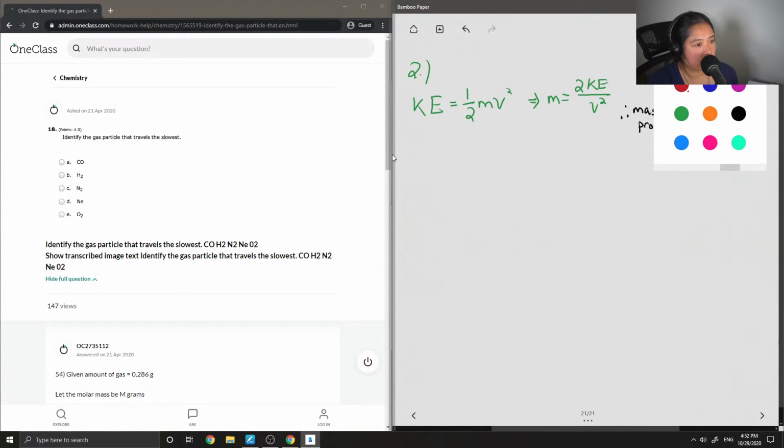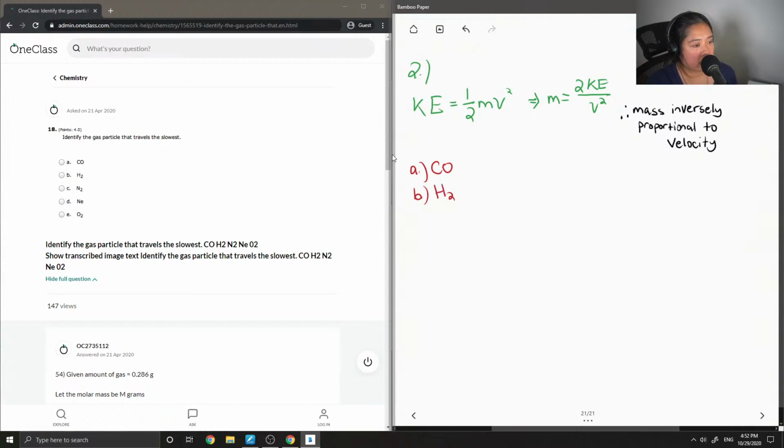So now let's look at our different options. They give us carbon monoxide, hydrogen, nitrogen, neon, and oxygen. So now I'm just going to write down their respective molar masses. This is just like an estimate, no decimals involved.